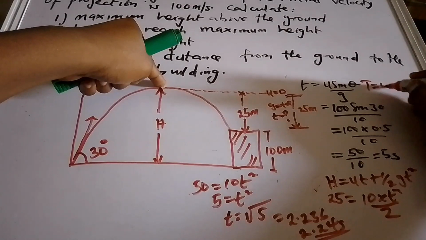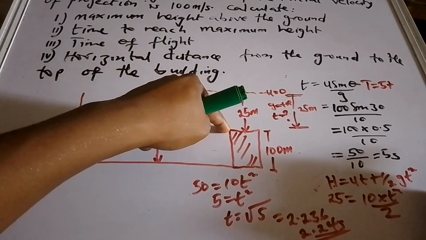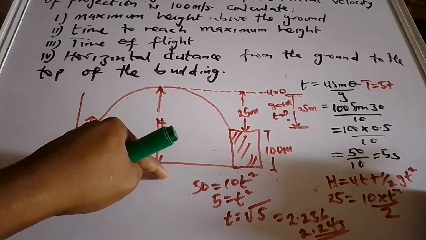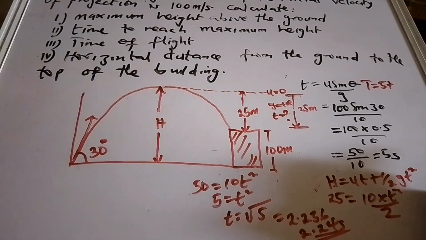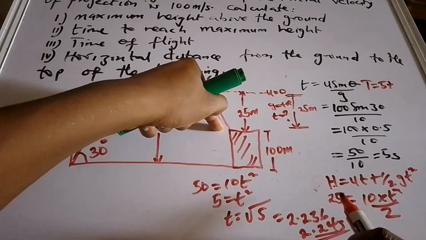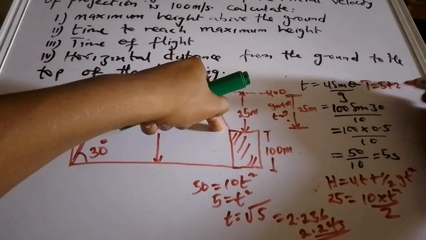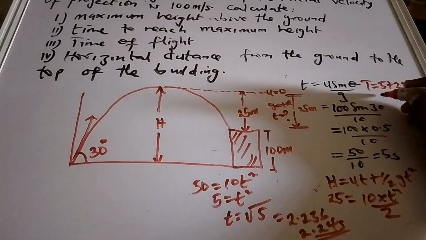5 plus the time it takes to come from here to here. If it comes here to the ground, it will have been 5 seconds also, so that will now be 10. But because it is not to the ground, it is to the height, to the top of a building, the time from here to here has been calculated to be 2.24 seconds. So what is the total time of flight of the body, of the stone?